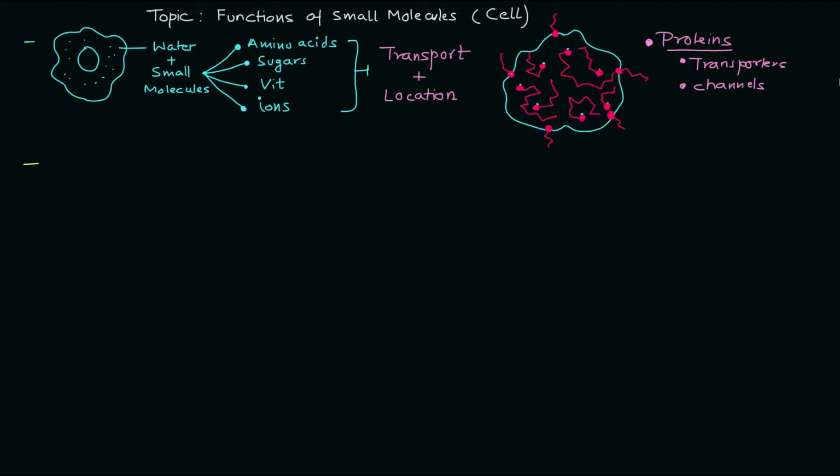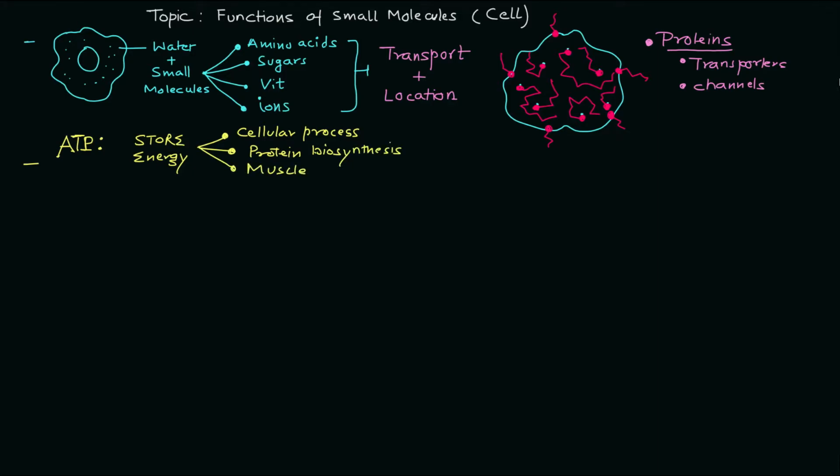Now let's discuss one of the important small molecules of this cell, which is ATP, adenosine triphosphate. It stores energy and it is important for various processes such as cellular processes, protein biosynthesis, and another example I'll give you is muscle motion. So you need energy for various processes, and ATP is the chemical energy storage, and it is acquired from the food, right? So you have chemical energy in the form of adenosine triphosphate inside the cell, and it's a small molecule.